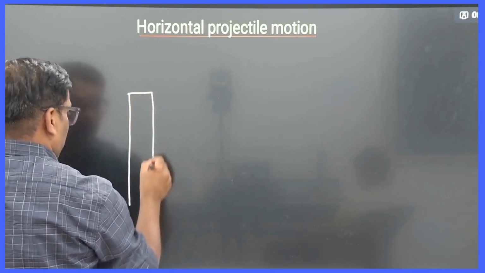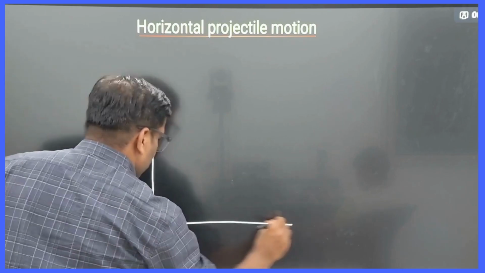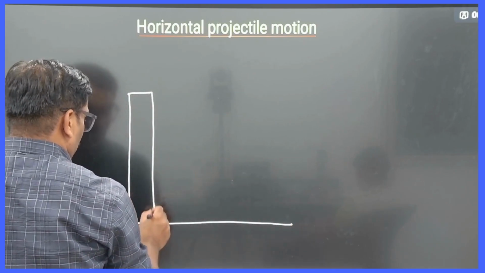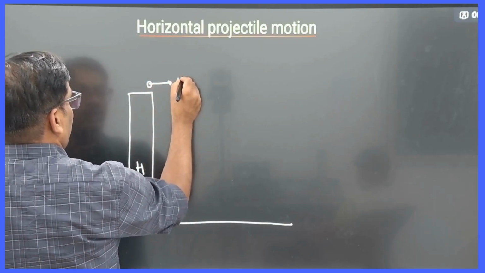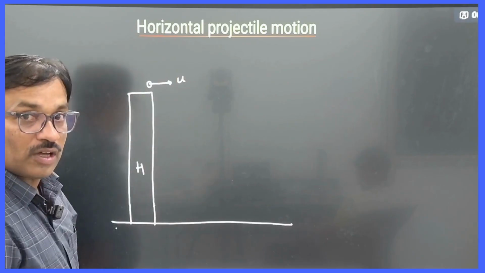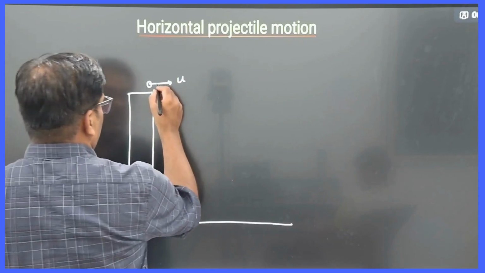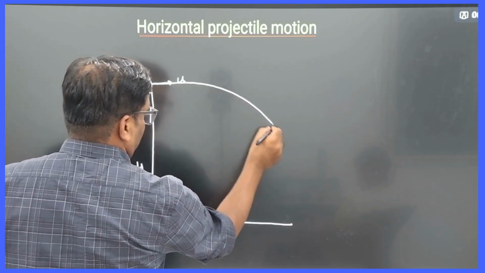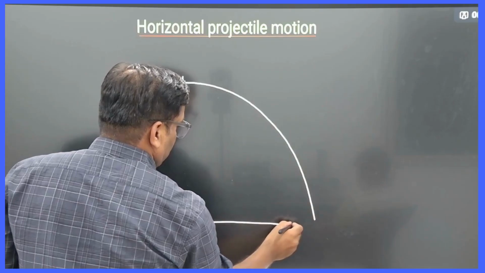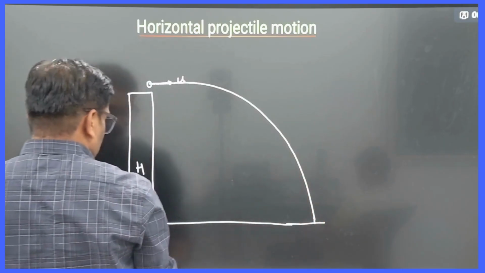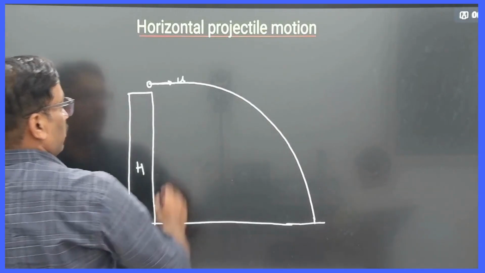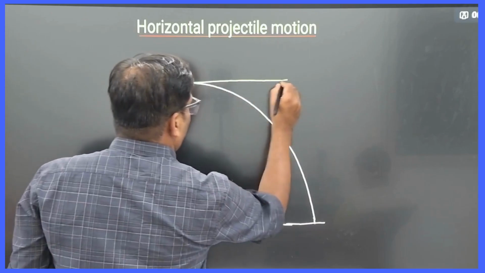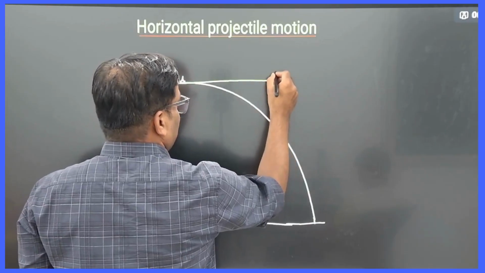Suppose you are standing on the top of a tower, and you are throwing a ball from here. This is your height. You are throwing the ball with a velocity u. How will the object move now? It will go like this and come down like this and fall here. This type of motion we call horizontal projectile motion. Observe that you are providing the velocity toward this side, u.